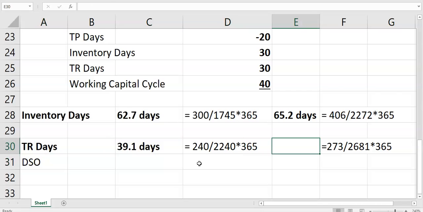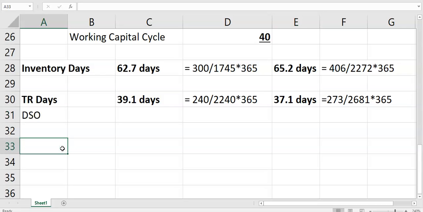Whereas this year, 273 divided by 2681, you're now taking 37.1. So be careful to interpret: that has improved slightly. You're getting paid 2 days quicker than before, so that's a marginal improvement. The quicker you get paid, the less expense it is because you don't have to borrow money for cash flow purposes. So that is, on average, how long it takes your customers to pay you.